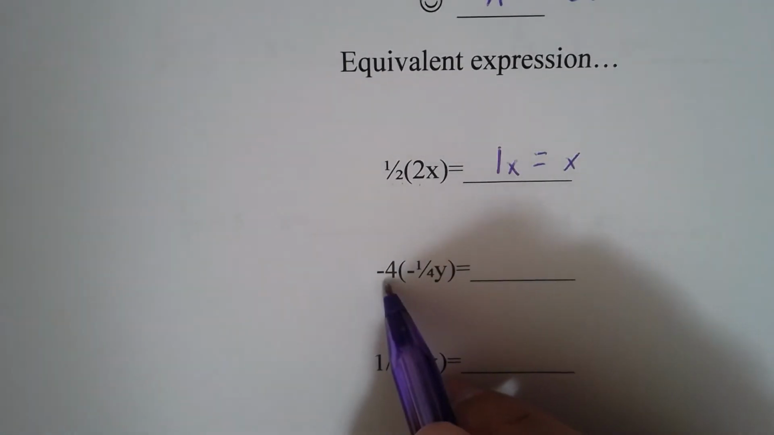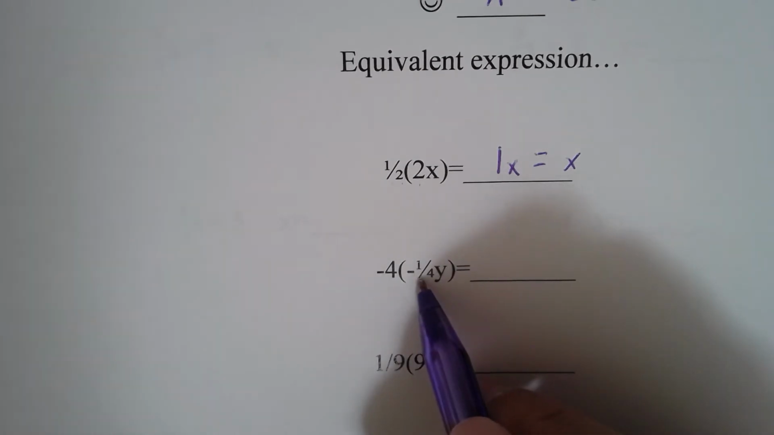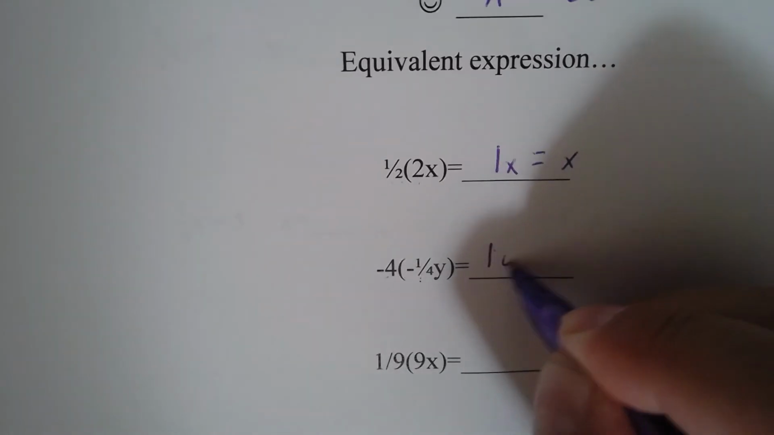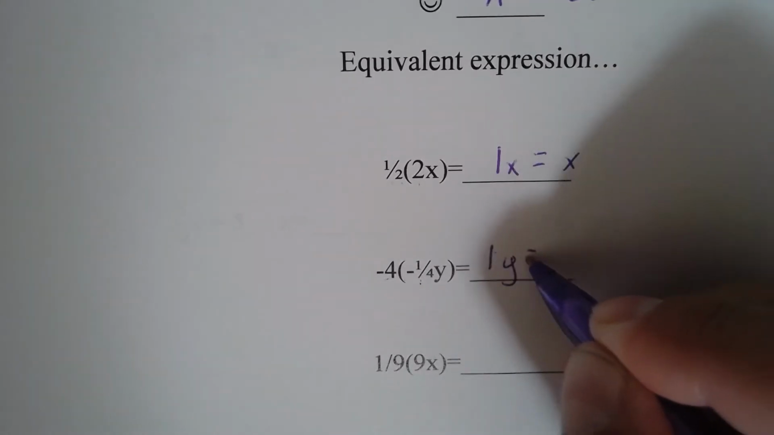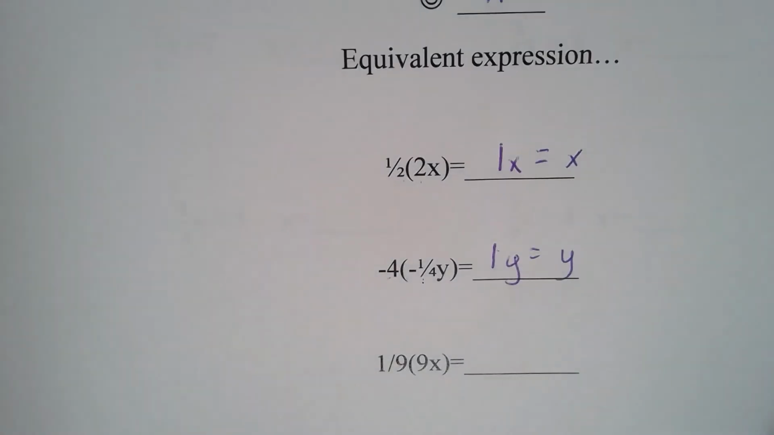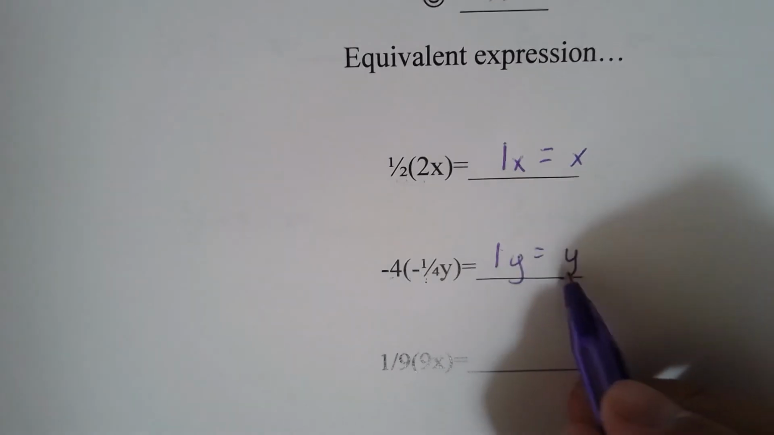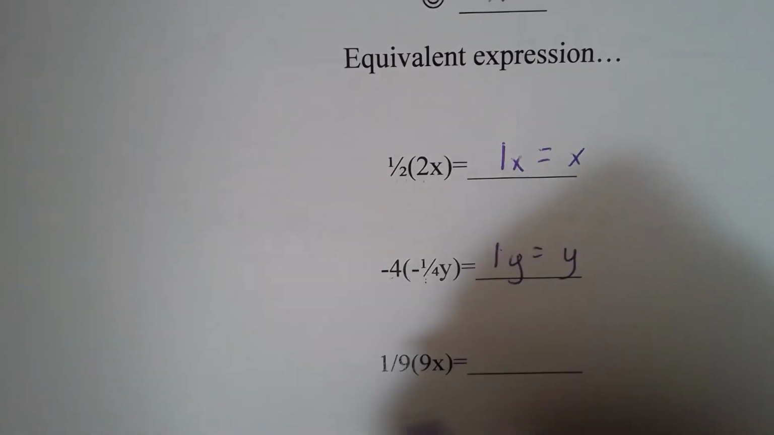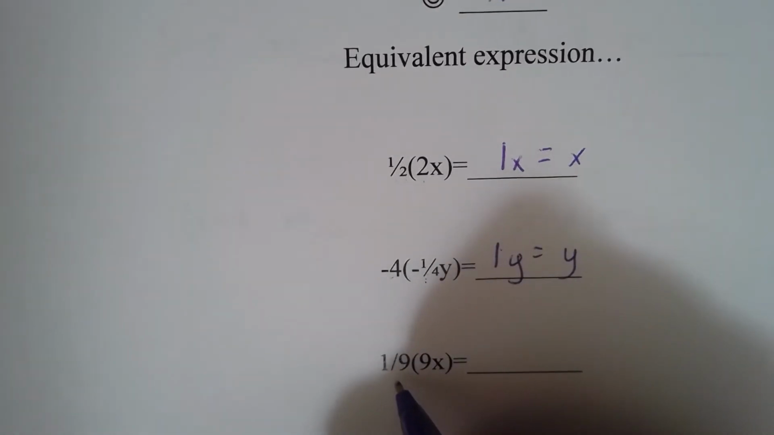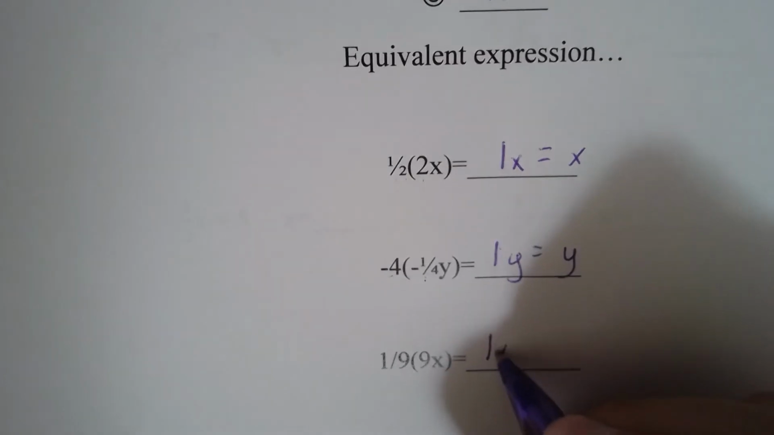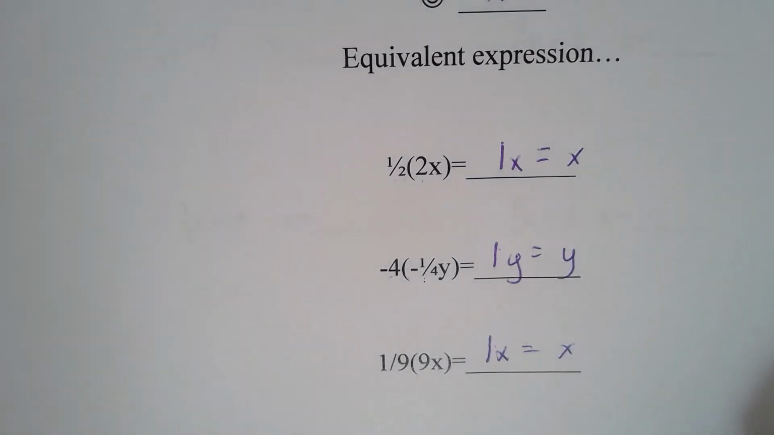Just like here, negative 4. Its reciprocal is negative 1/4. When I multiply those two, I'm going to get 1 and y. And I could also just call that y. It's an understood one, and we don't have to put it there. You can, but you don't have to. And 1/9 times 9x, those two really just cancel each other out, and you're left with 1x, or just x.